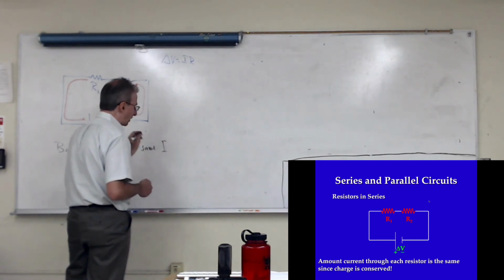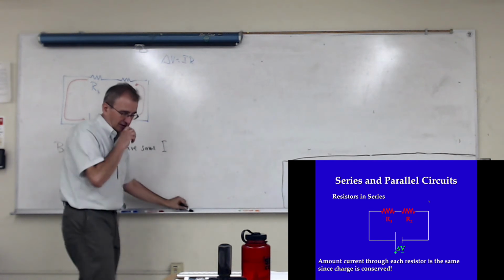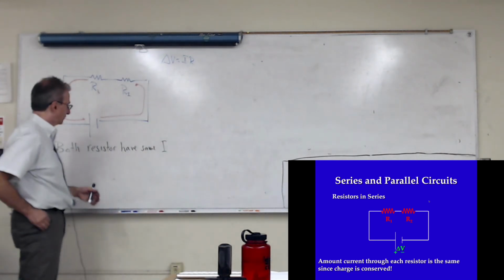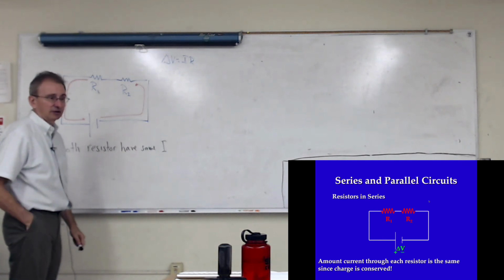And again, we're using the letter I for current. By the way, one thing I forgot to mention: when you have a battery, the current is always in the same direction. That's called direct current.